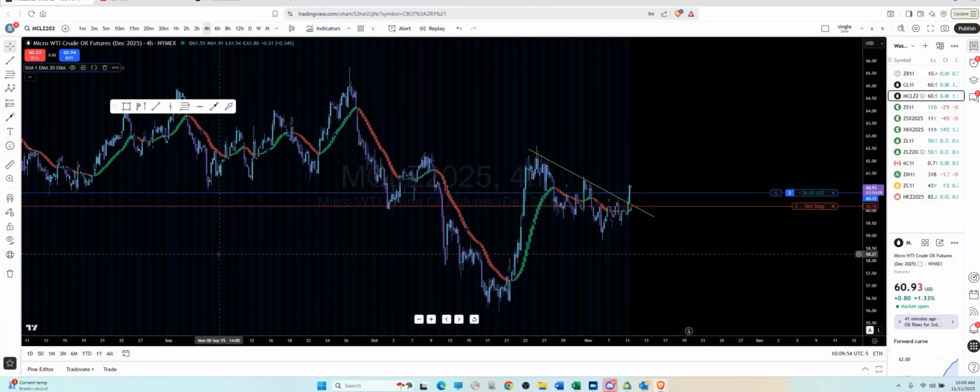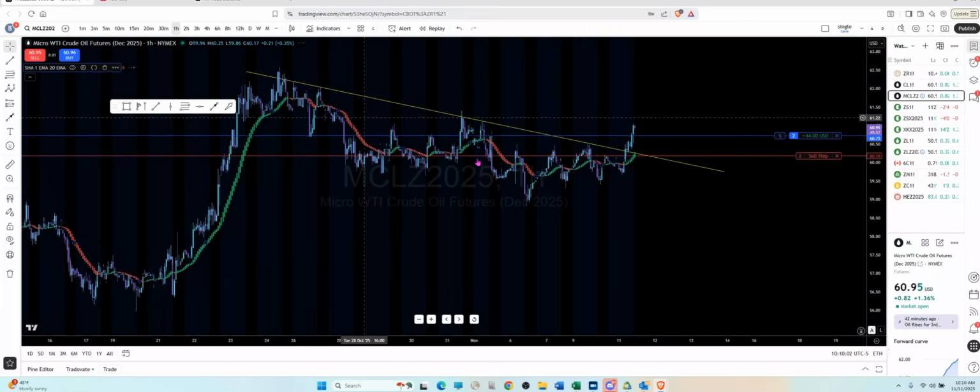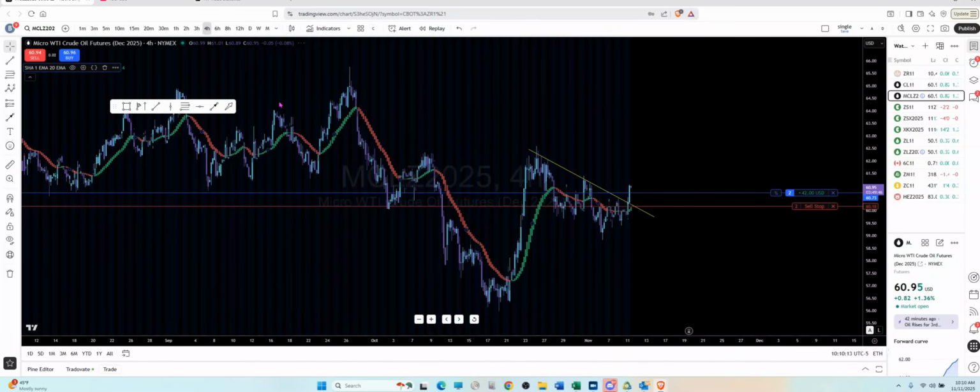So this is crude oil, 4-hour chart. And I was talking about this thing being basically inside of this range here since about the beginning of the month. And it looks like maybe we've broken out. You can see I am in a long position here. It's in a small profit right now. It's not really doing very much. I did take this kind of breakout trade.